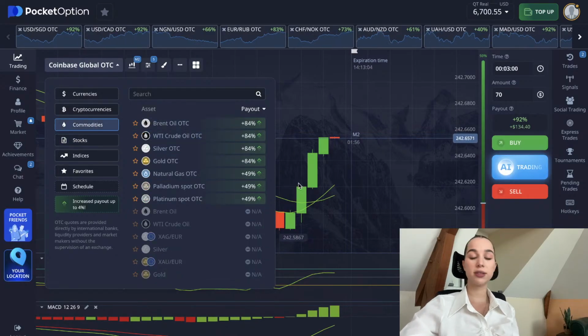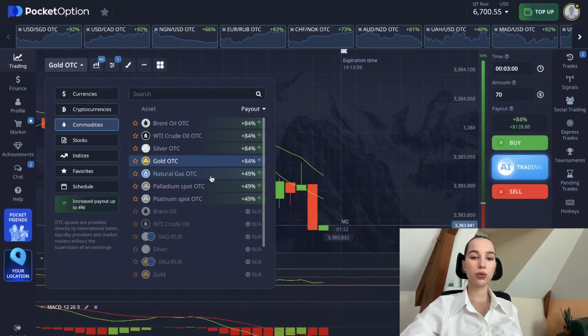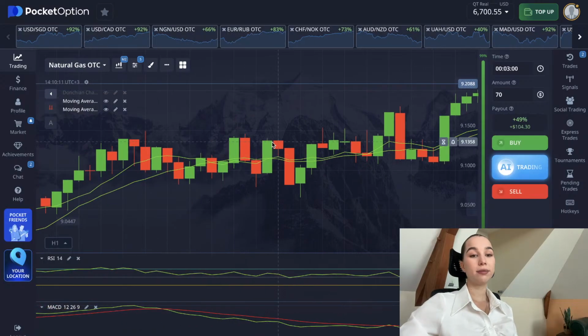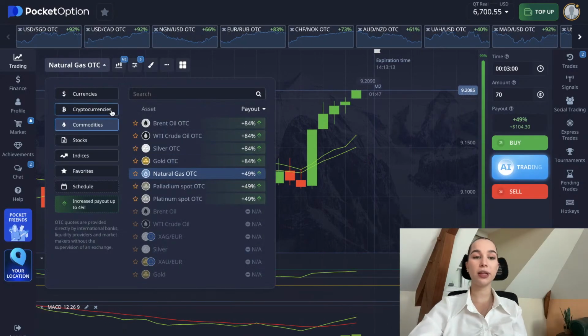But it's still sometimes the same, with fluctuations and everything, so you still need to know the trading, and you still need to know the technical and fundamental analysis for this.